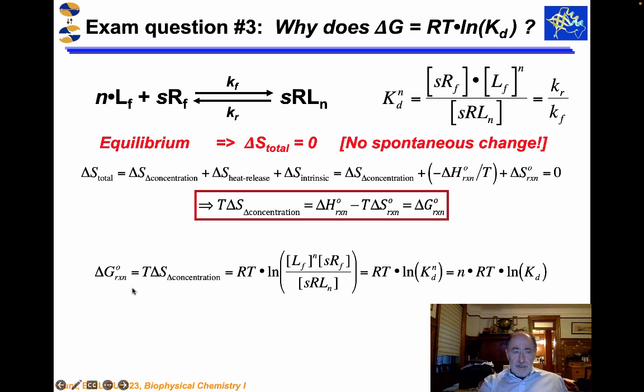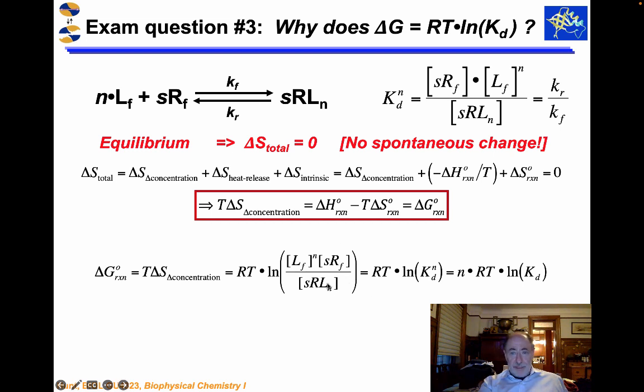And so that brings us down here. What we're getting at this point is that the standard free energy of the reaction is going to be T times the change in entropy due to the concentration change, and that is going to be RT times the natural log of LF to the n SRF over SLRN. This is the concentration ratio, exactly analogous to the term we just derived for the unimolecular A to B reaction, simply extended to treat this somewhat more complicated reaction stoichiometry.